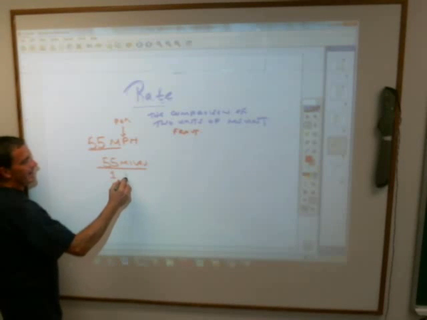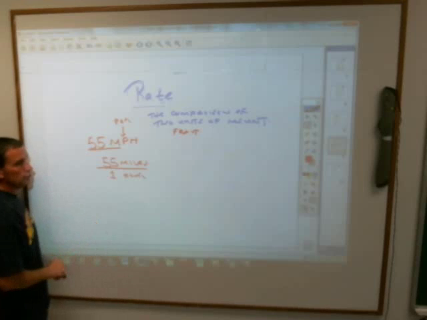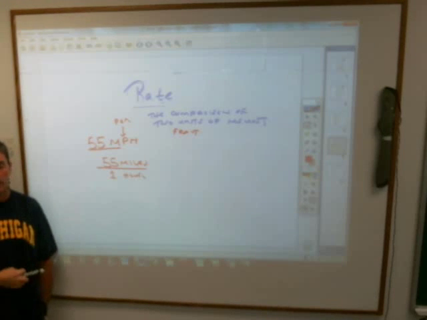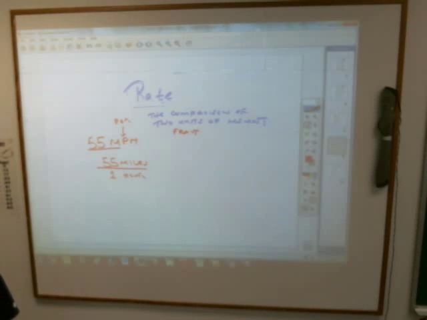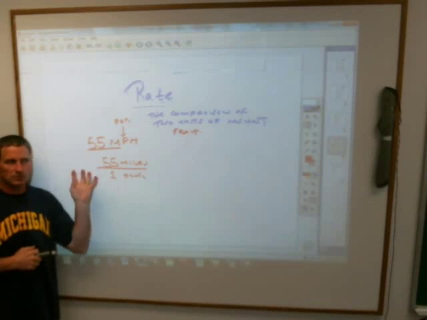That's a unit rate, we call it, because it's for 1 hour. You could have told me you were going 110 miles in 2 hours, but that's a little harder for people to grasp. So usually, a lot of times we break it down to its smallest over 1, because that's easy.